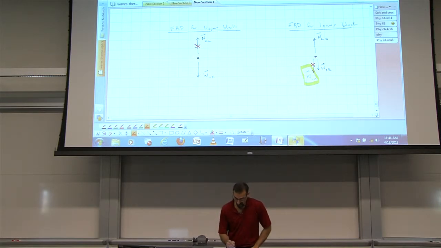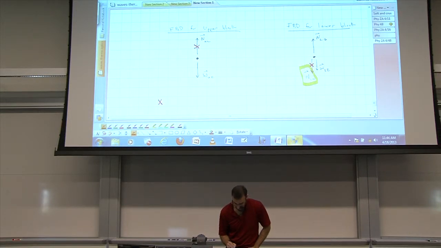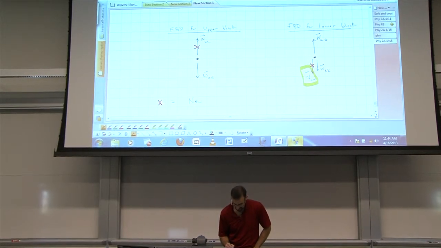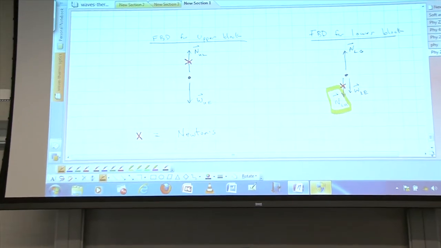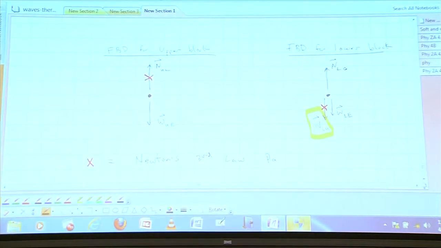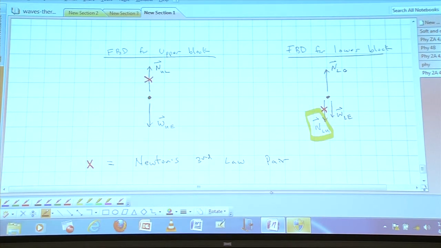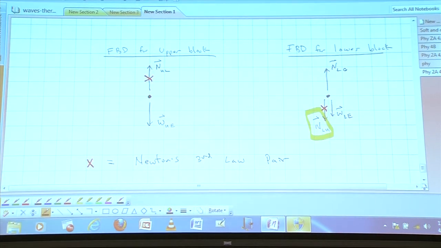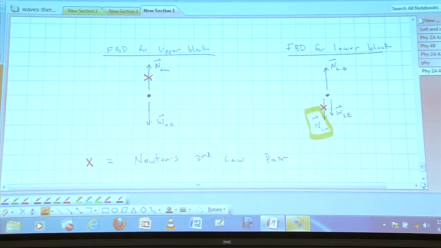Okay, so what do we call these two with the red X's? We call those a Newton's pair. Newton's third law pair. Any two objects that interact, interact with equal and opposite forces.